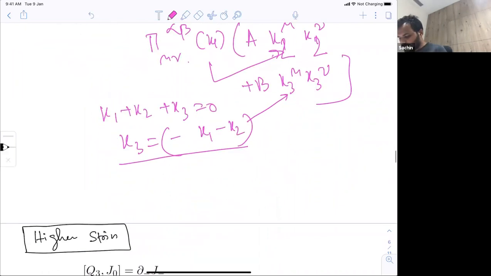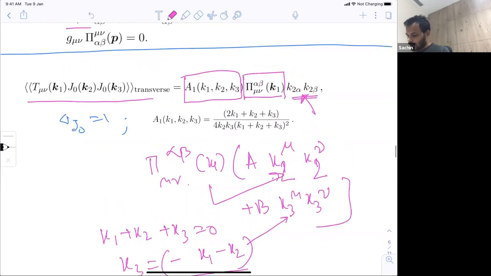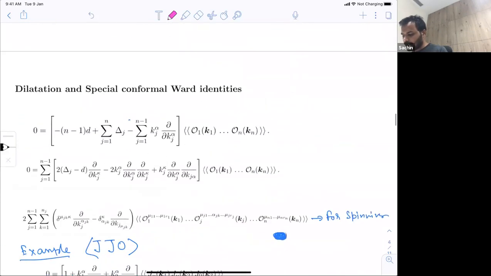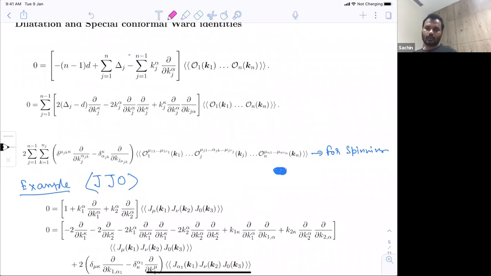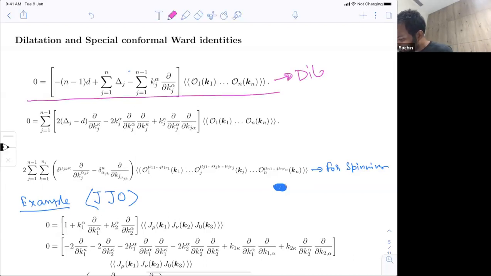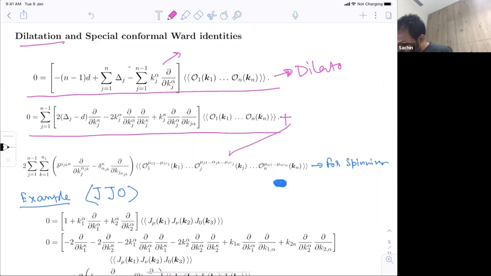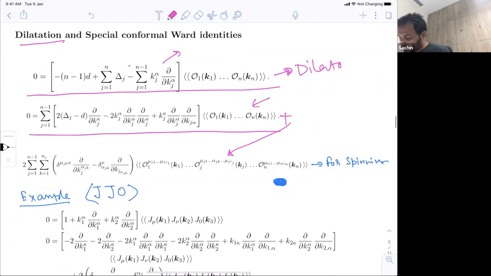Okay, so this transverse part, this form factor, if I follow this direct momentum space conformal invariance, I can use the dilatation and the special conformal Ward identities. There, in general, you have to solve this kind of differential equation. This corresponds to dilatation, which is a first order differential equation. And this corresponds to the special conformal identity. If you have a spinning correlator like TOO, T is a spinning operator, on top of it you have to add this term. Here I wrote it for the scalar correlator, but on top of it you have to add the spinning part to it.